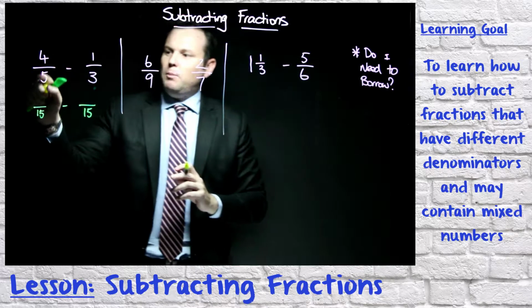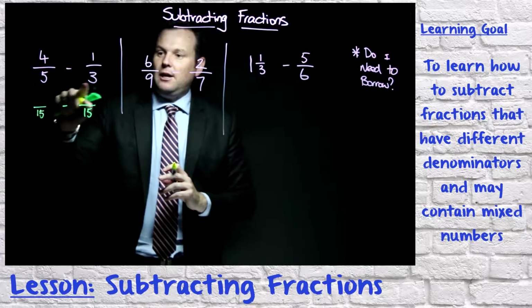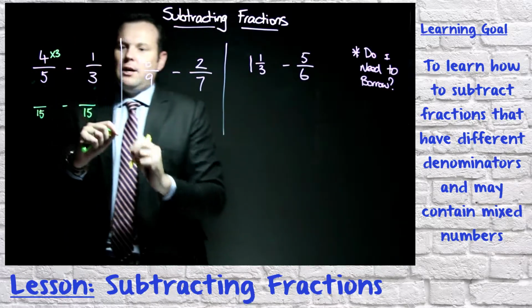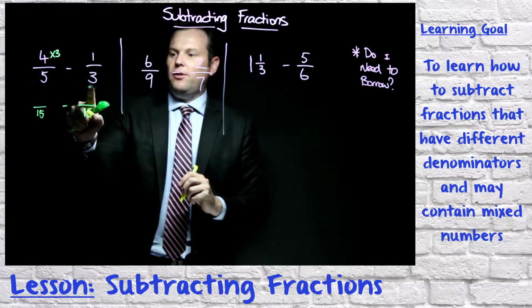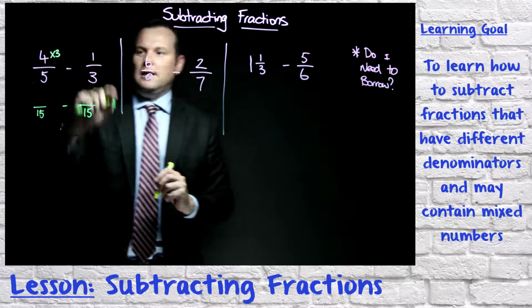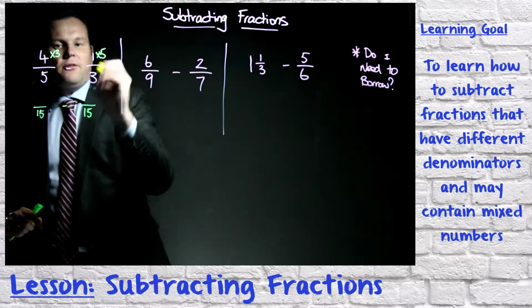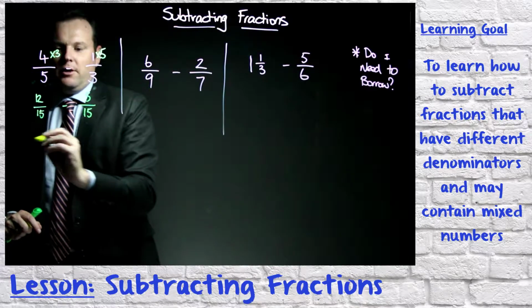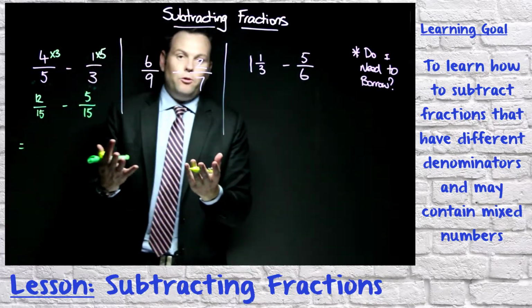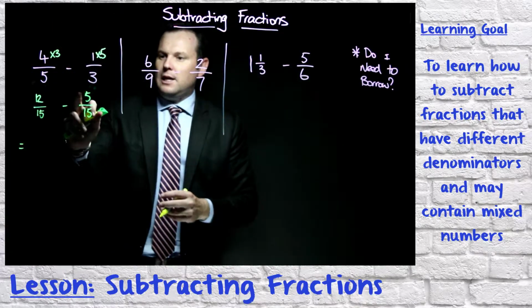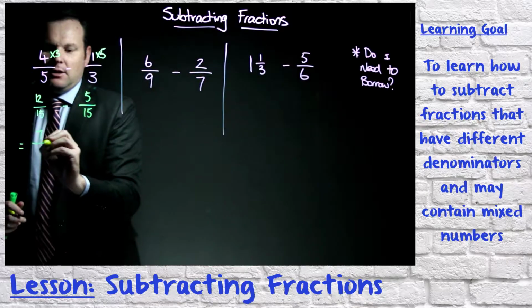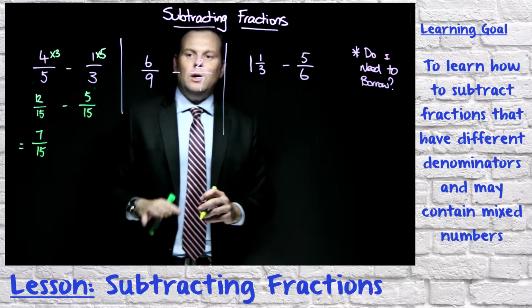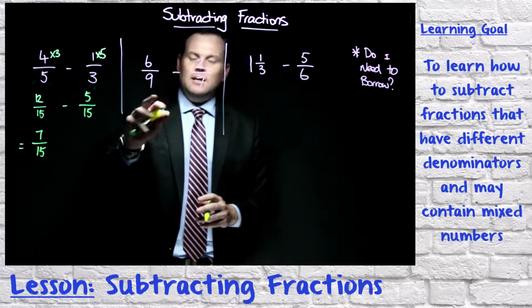Obviously, what did I multiply 5 by to make 15? I multiplied it by 3. So I have to do the same thing to the top. And once again over here, I multiplied 3 by 5 in order to make 15. So I need to multiply the top by 5 as well. So we end up with 12 over 15 and 5 over 15. And now we can perform our subtraction. So 12 take 5 gives me 7 over 15. And that's my answer.